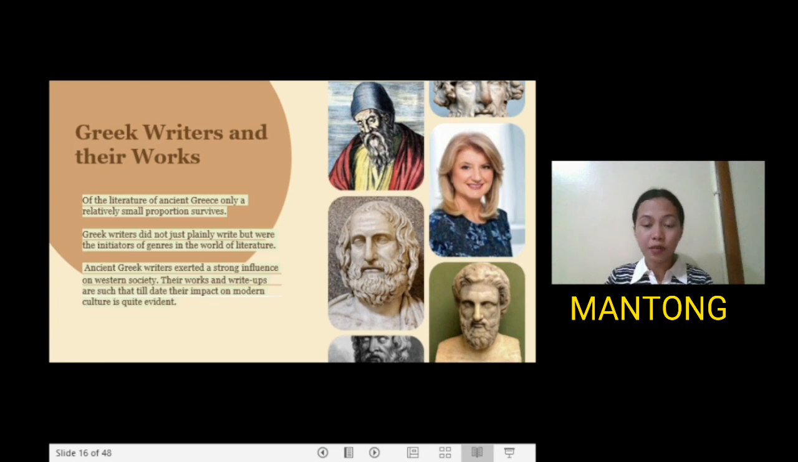And yes, Greek writers didn't just plainly write, they were the initiators of genres in world literature. Ancient Greek writers exerted a strong influence on Western societies, and their works are still read till today. Their impact on modern culture is quite evident. To know more about the fascinating facts about these writers, let's start.